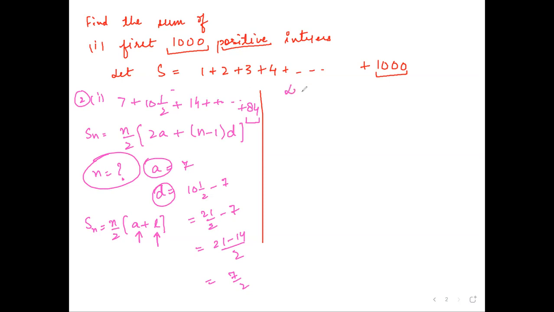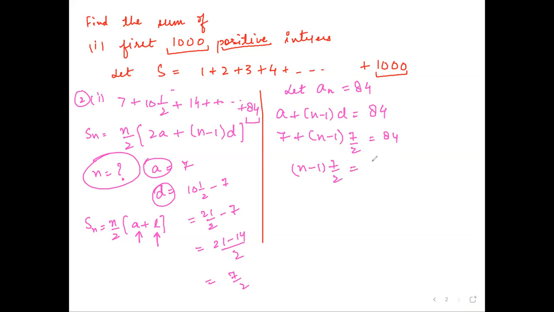Now let my nth term be 84, because I don't know N, right? I don't know which term is 84. Let 84 be the nth term and I can use the formula A plus N minus 1 into D is 84. From here, first of all, I'll find N. So put A equal to 7 plus N minus 1, D is 7 by 2, which is 84.